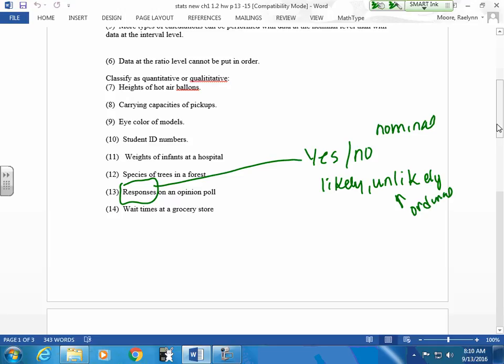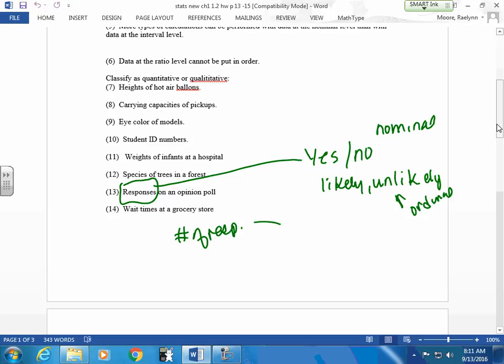If I change this and I say number of responses, then what would that be? Quantitative. And what level would it be? Ratio. Good. I was just confused. I didn't know that response was right. And that's why I said this one's a tricky one.